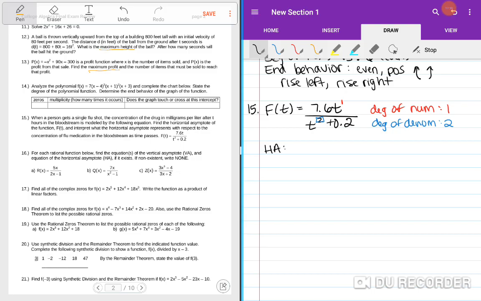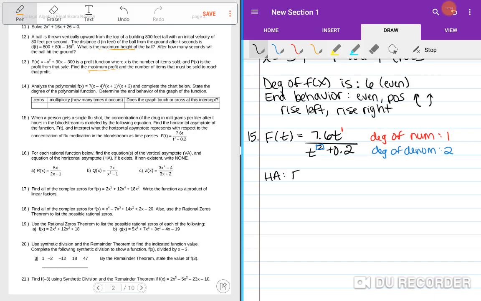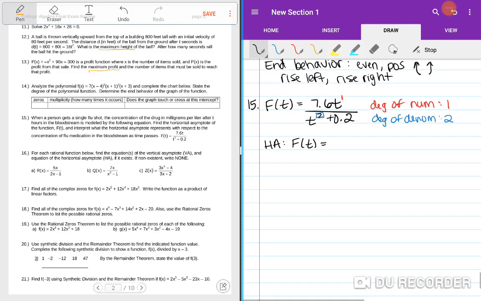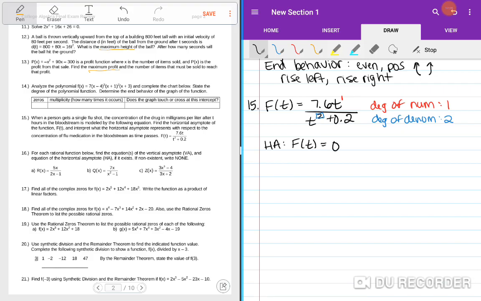my horizontal asymptote is y, well, I'll say f of t, because that's my function. f of t is equal to 0. Okay, so y equals 0 when the numerator degree is smaller. So what does that mean in terms of this problem? It says, find the horizontal asymptote of the function f of t. You could say it this way, or you could say y equals 0. I think I would say y equals 0. We're just going to do that.